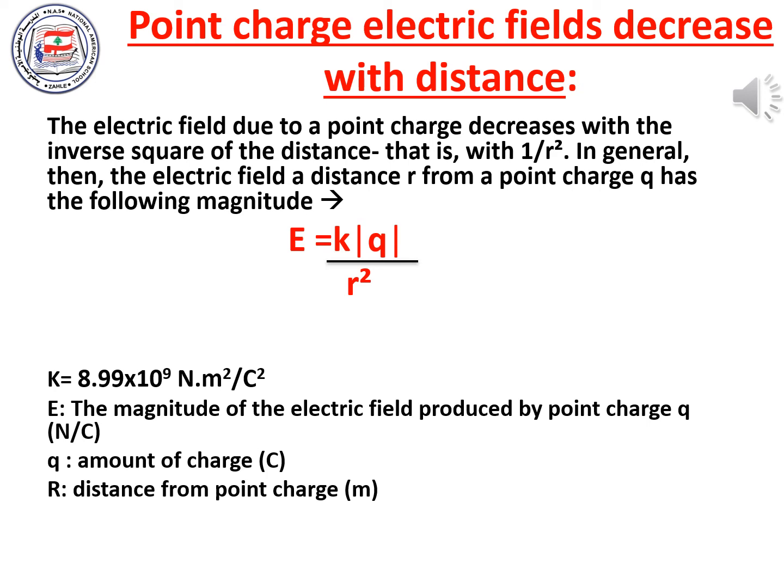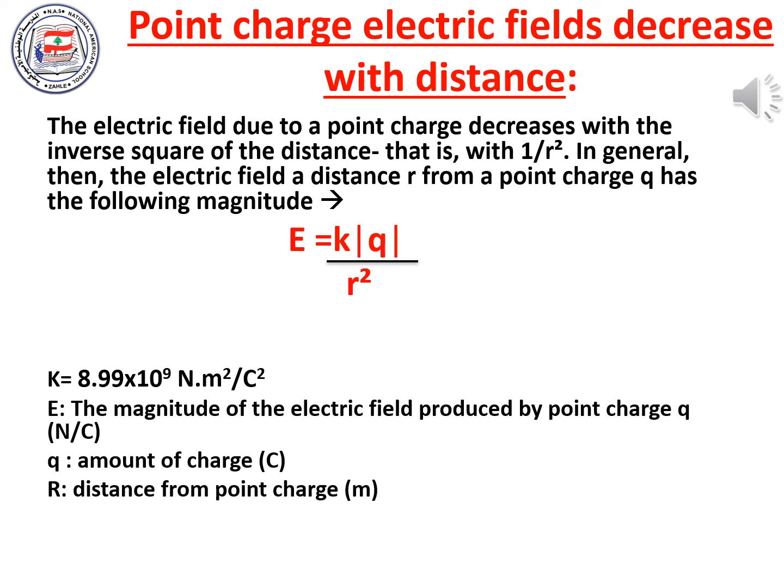The electric field due to a point charge decreases with the inverse square of the distance, which is 1 over r squared. In general, then, the electric field a distance r from a point charge q has the following magnitude. So if we know the magnitude of a certain charge, we can know the magnitude of the electric field produced by this charge at a certain distance using the equation you see in front of you. E is equal to K times the absolute value of Q over R squared, where K is Coulomb's constant equal to 8.99 times 10 to the power 9 newtons meter squared per coulomb squared.